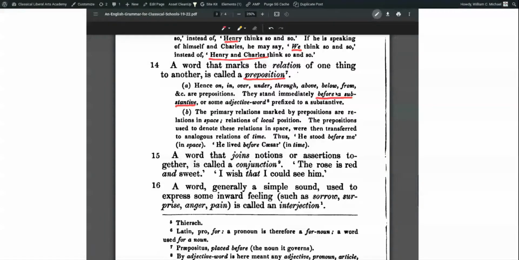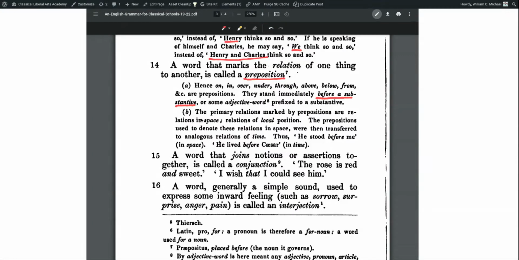On, it expresses relationship. So the book is on the table. How do book and table relate to each other? What's the relationship between book and table? Oh, the book is on the table. That's the relationship. What's the relationship between these two people? Oh, the man is with the woman. With is a preposition. The water is under the bridge. What's the relationship between water and bridge? The water is under the bridge. Under is a preposition.